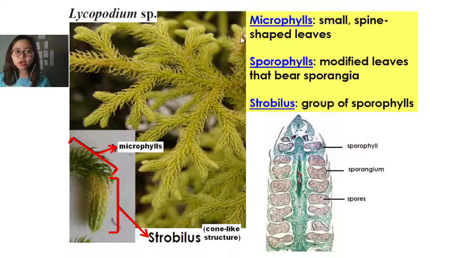The leaves on Lycopodium, you can start to label them as microphylls, okay? Microphylls are the small spine-shaped leaves on pteridophytes like this. And they can also have sporophylls, which are leaves that are modified to bear sporangium. Inside sporangium is the spores. So this diagram is zoomed in from this. A strobilus is when you have many sporophylls, you group it together to form like a cone-like structure.